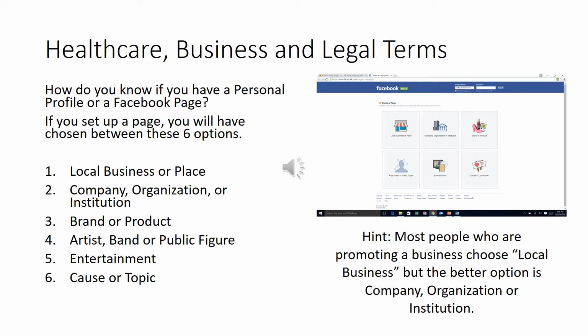However, a little hint, if you do decide to set up a page to promote a service, then most people promoting a business, the better option is to choose company, organization, or institution. If you've got a brick and mortar location, absolutely, local business or place. However, most people choose the wrong thing there. So if you're going to promote your service at some point, company, organization, or institution. However, maybe you don't even want to worry about that and you just want to have a personal profile.